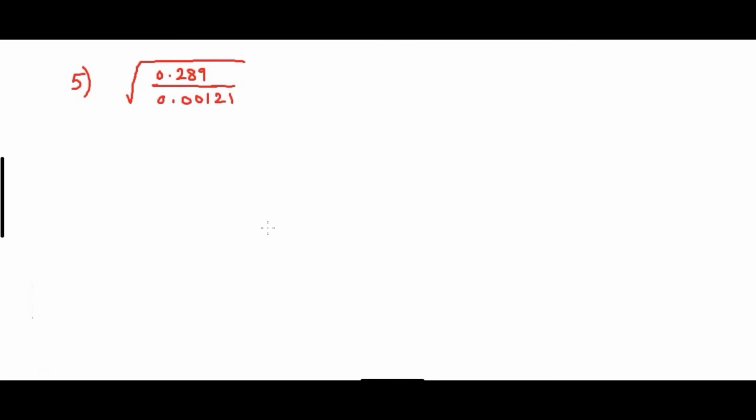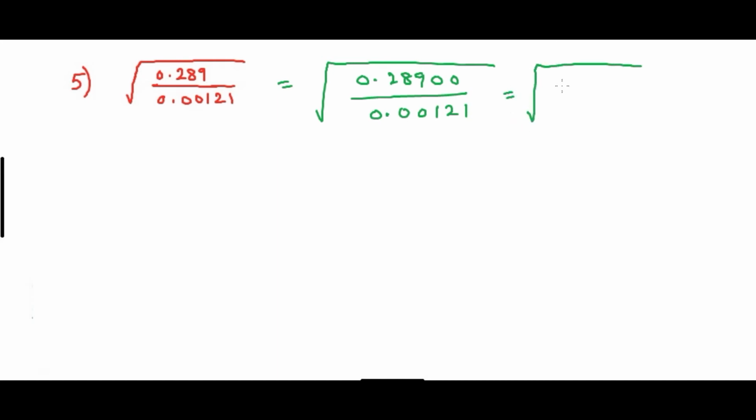Yes, this is the next question. Here we need to remember the decimal points. Now these two are the decimal points in the numerator and denominator also. Now I want to make the decimal points equal. So let me do the same. Square root of 0.2892 zeros divided by 0.00121. Now, according to the decimal points rule, I can remove the decimals now.